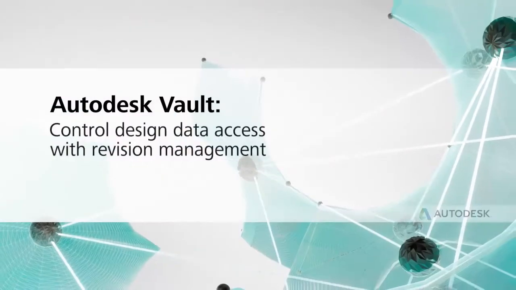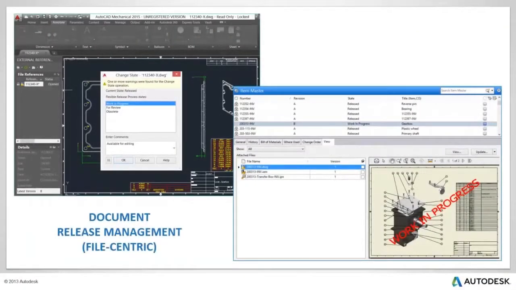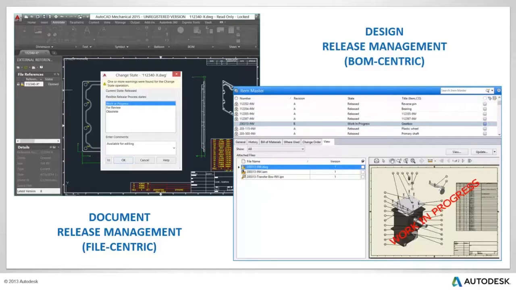Autodesk Vault, control design data access with revision management. Vault provides two methods that can be used to audit and track revision history of your data from a single location. Both methods reduce the chance of design and manufacturing errors by releasing and tracking files throughout the design cycle. This ensures the team members access only the correct revision of the data and at the appropriate time.